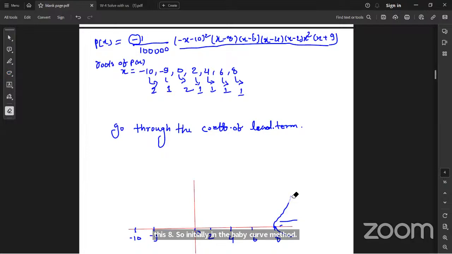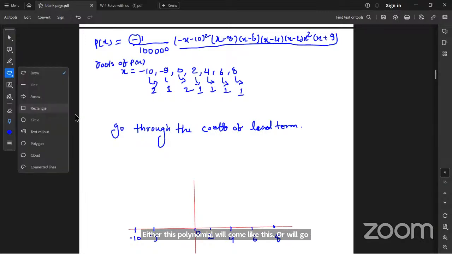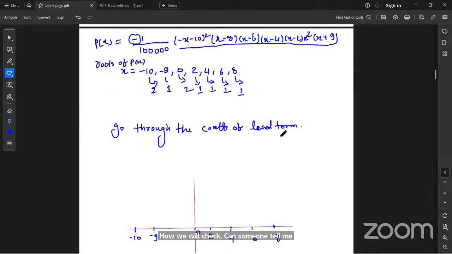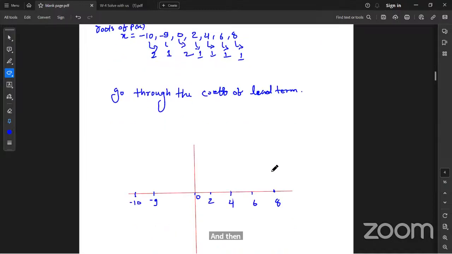Sir, a simple method: if the leading coefficient is negative, then the parabola is downward, and if positive, the parabola is upward. Okay. So you can find the polynomial's behavior from the degree of the polynomial and the multiplicity, whether it is 2k plus 1 or 2k plus 2, an odd degree polynomial or an even degree polynomial. Both are the same thing that I am going to treat.